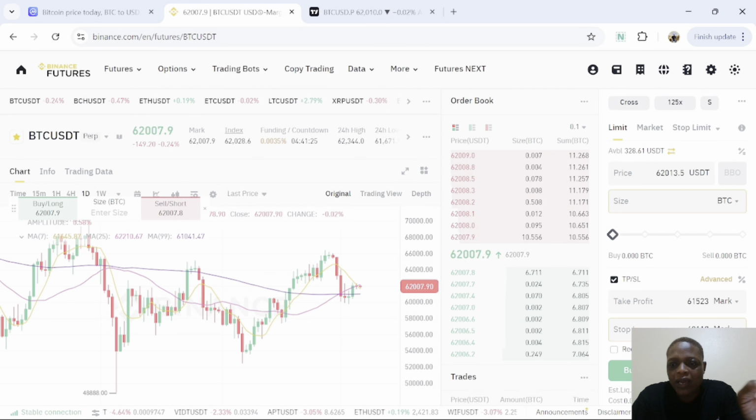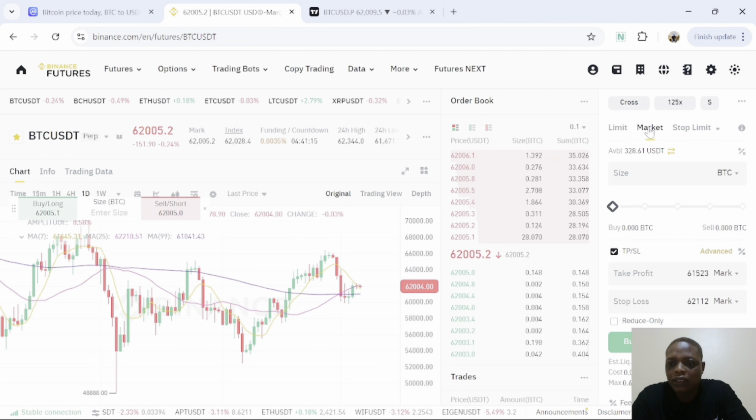But you know, Binance is telling us that we should use the quantity. Before you use the quantity, make sure you are at market orders. So you click here to select market orders. Then you also change the leverage to maximum. Because we are using 2 to 3% of our capital, then we have cross margin and isolated.